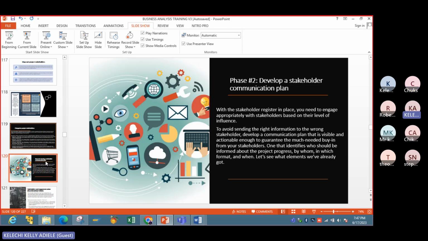Because there are some people you send email, some people you need to call, some people you need to have direct conversations with, and some people you need to follow up with every 2 weeks. So you have to make sure that plan is in place. To avoid sending the right information to the wrong stakeholder, develop a communication plan that is visible and actionable enough to guarantee the much needed buy-in from your stakeholders. Very, very important.